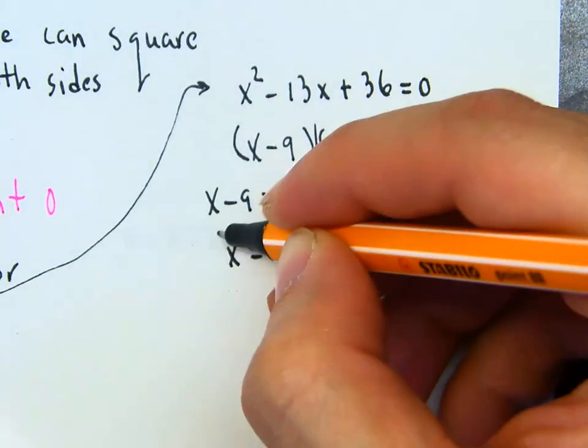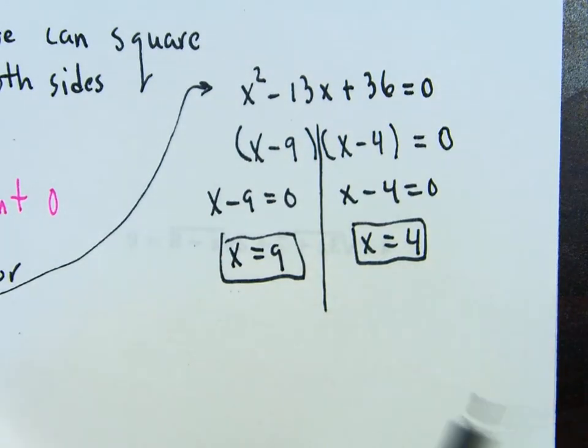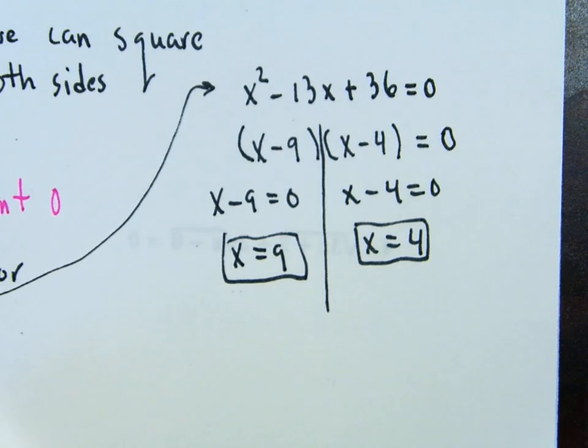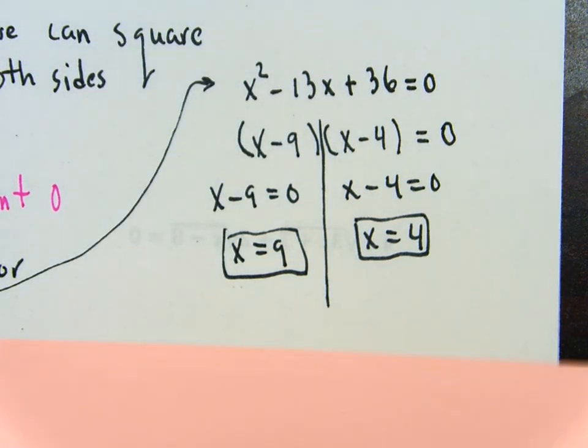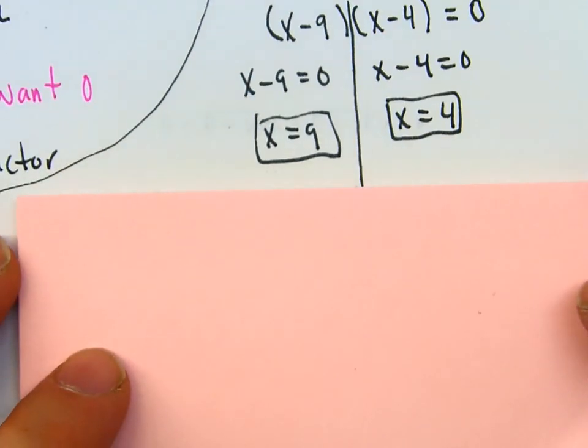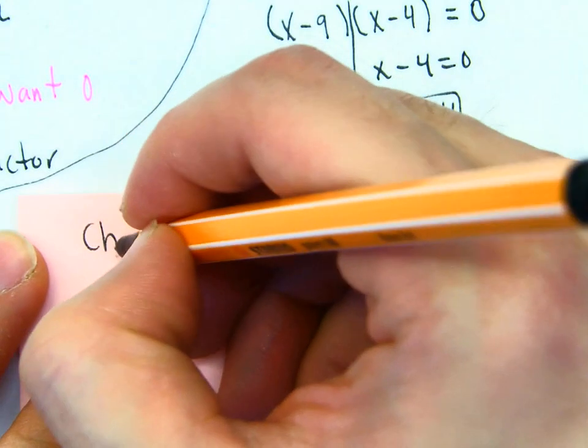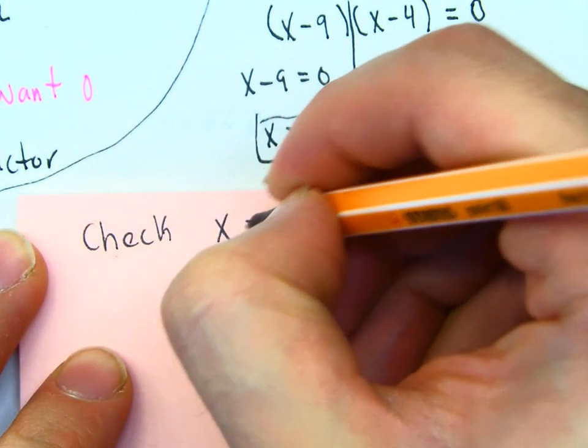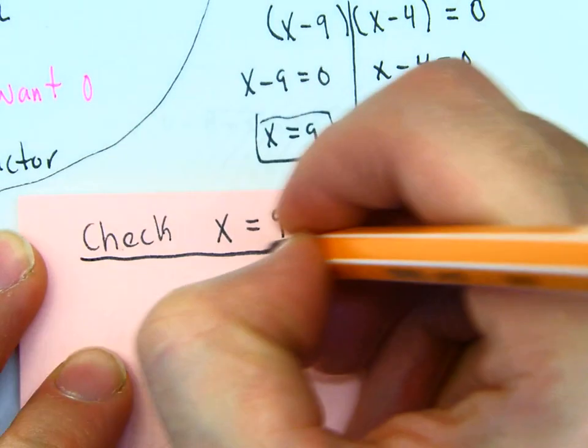Okay? And now if you do this, this is not enough, because what must you do? You must check your answer. We have to check, okay? So let's check x equals 9. How does it work out?